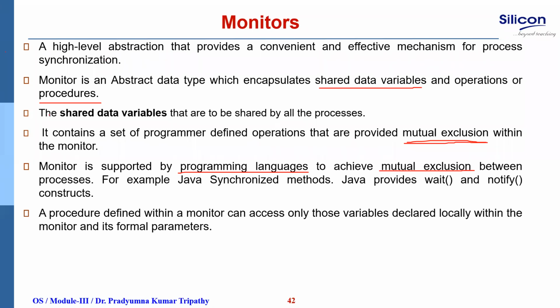So see here also, a procedure defined within a monitor can access only those variables declared locally within the monitor. So the procedure which is inside the class can access what? Those variables which are there inside the monitor, and the formal arguments. Is this slide understood? Or any doubt? Yes, sir. Okay.